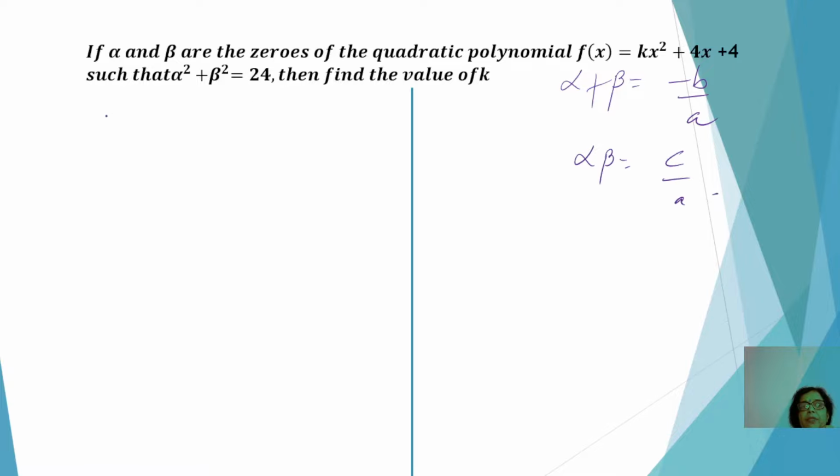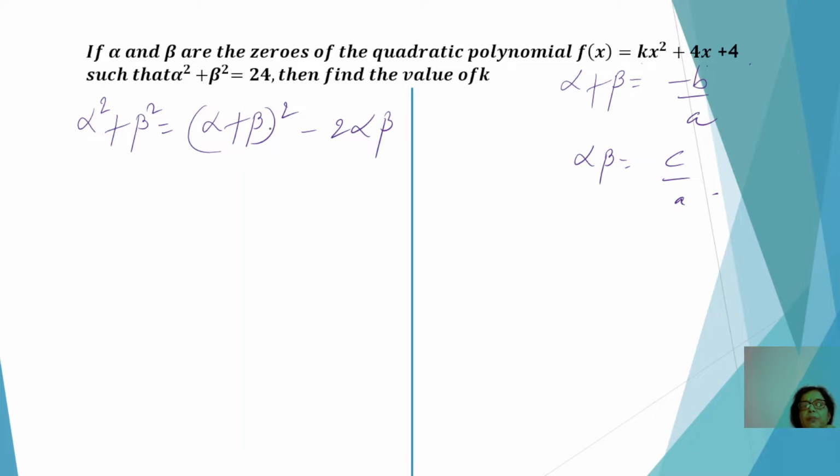So as in the previous case, what we are supposed to do is write down alpha square plus beta square as the sum of the zeros and product of the zeros. So this can be written as alpha plus beta whole square minus 2 alpha beta. Now from here, a is k, b is 4 and c is 4.